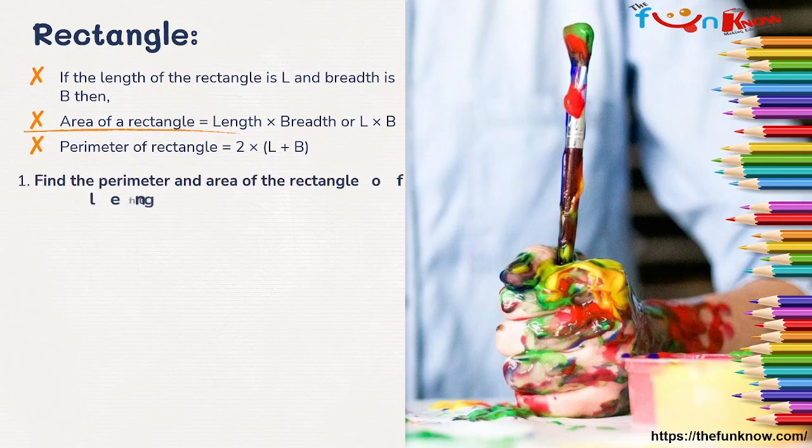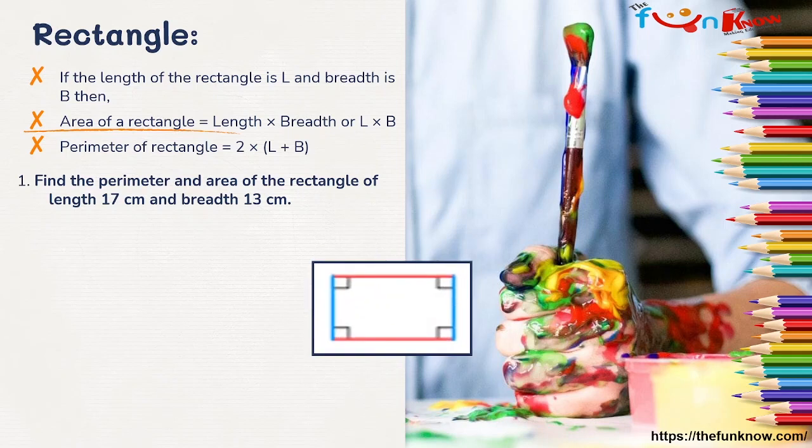Let us see an example, students. Example is, find the perimeter and the area of a rectangle. There is a rectangle given over here, and the length of that rectangle is given as 17 centimeter. The breadth of that rectangle is given as 13 centimeter. And what we have to do is find out the area and the perimeter of this rectangle.